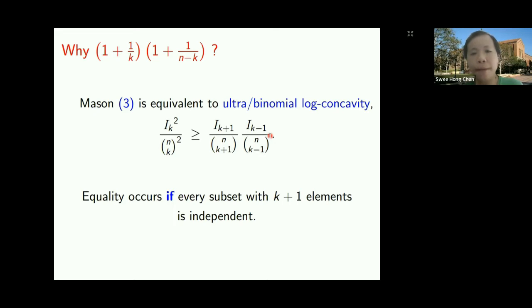And the reason why Mason believed that this conjecture might be true is that he made the following observation. Suppose that my matroid is such that every subset with k plus 1 elements is independent. Then in that situation, all these three numbers are equal to 1, and you achieve equality. So this means that if this conjecture is true, which we now know is true, then this inequality is tight, and there is nothing we can do to improve.